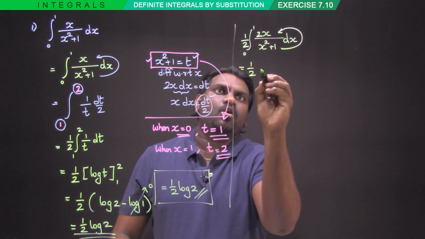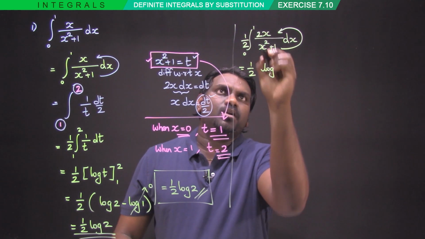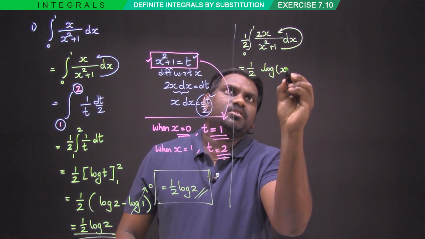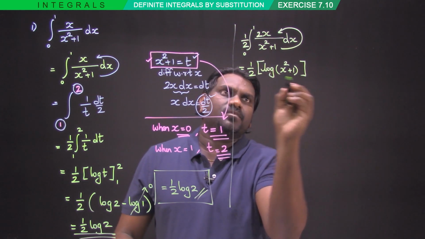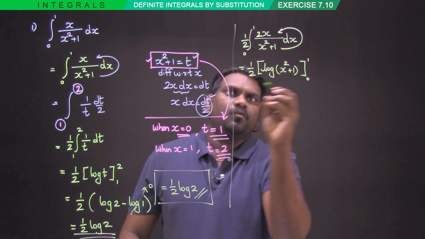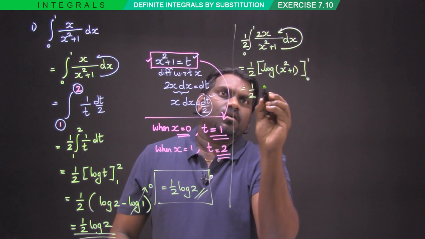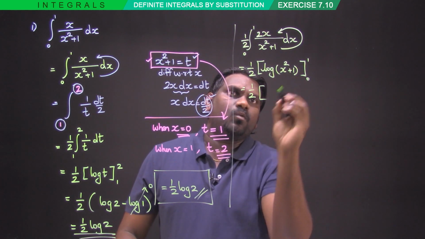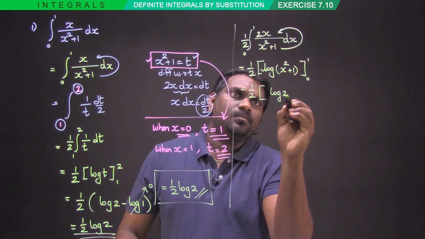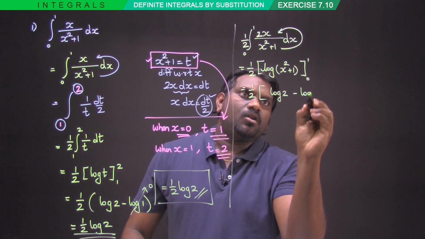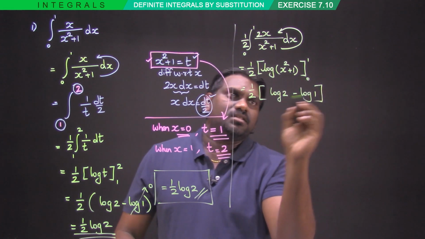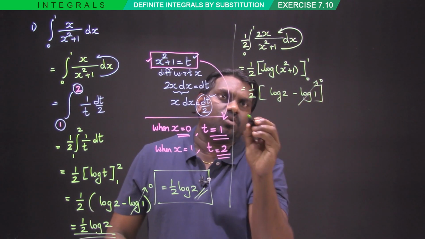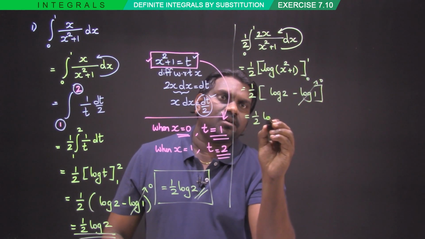I can write log of what? When you integrate this one, log of the denominator, which is x square plus 1, and you can apply the limit, right? 0 to 1, which in fact gives me, when you apply it, 1 and 1 would give me 2, then minus log of 0 here, 0 plus 1 is 1, so thus this is gonna be 0 again, what I told you. So what is my answer here?